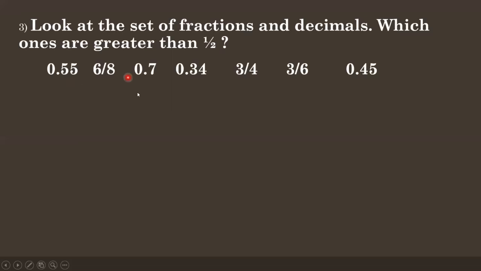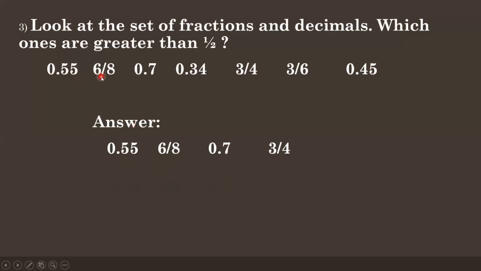So when you look at a decimal number, keep in mind that you have to pick out the number greater than 0.5. When you look at a fraction, you have to pick out the number greater than 1 by 2. Okay, so shall we start doing the answer part? This is a decimal form and the number is 0.55. We need to pick out the number greater than 1 by 2. 1 by 2 in decimal form is 0.5. So 0.55 is obviously greater than 0.5. So that number is there.